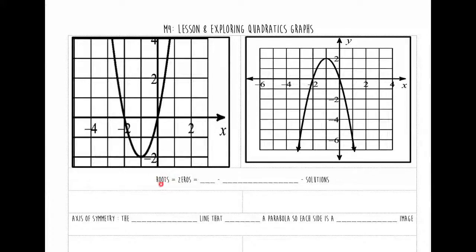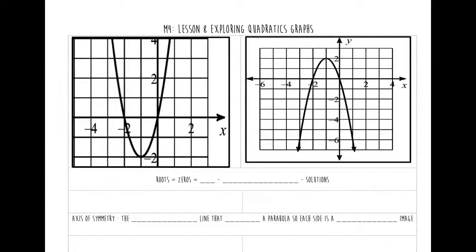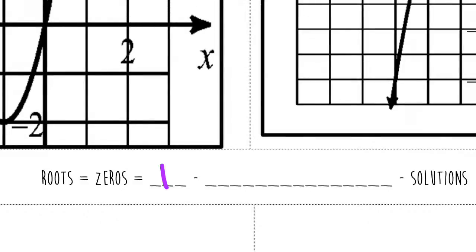So what we're talking about today is quadratic graphs and specifically how they are symmetric. Okay, symmetric means that one half of the graph is going to be a mirror image of the other half of the graph. There are a couple of key things that you need to know about quadratic graphs, and the first one is called roots. Sometimes it's also called zeros. Essentially what they're talking about is the x-intercepts. So go ahead, write x-intercepts.